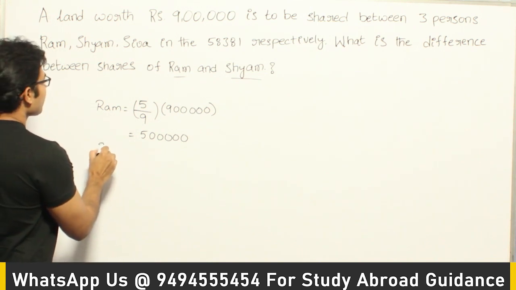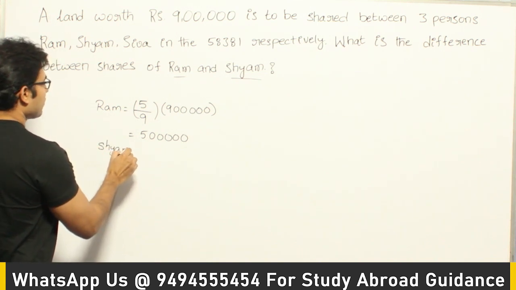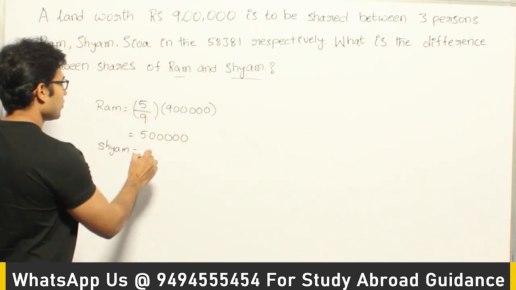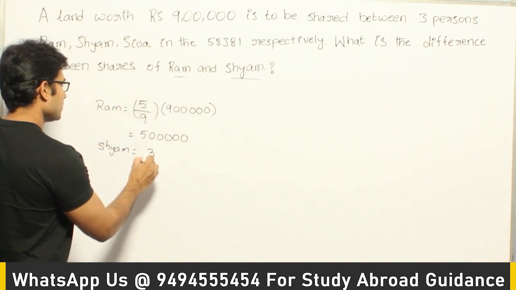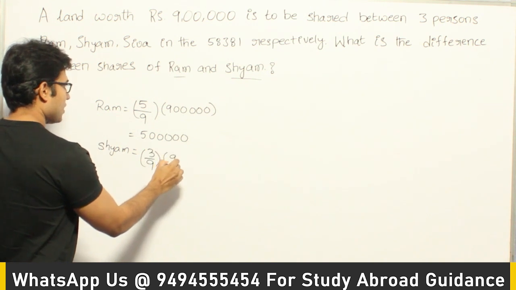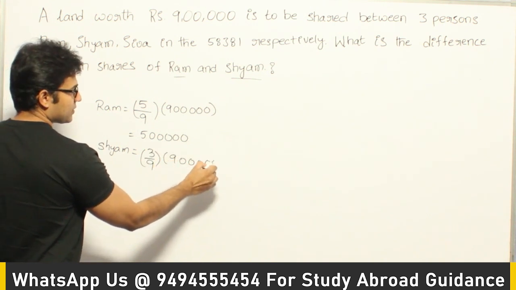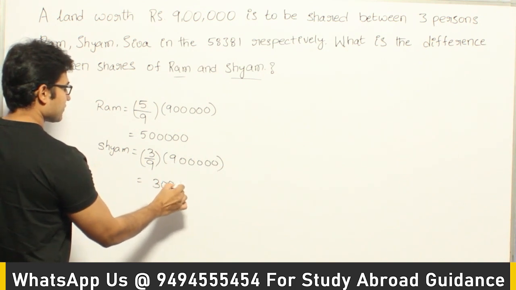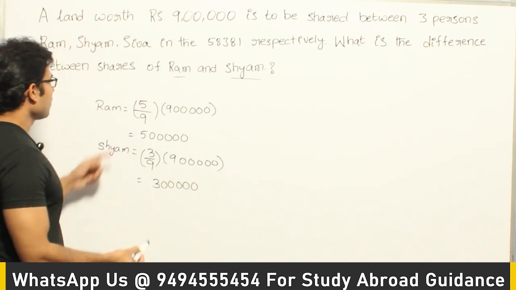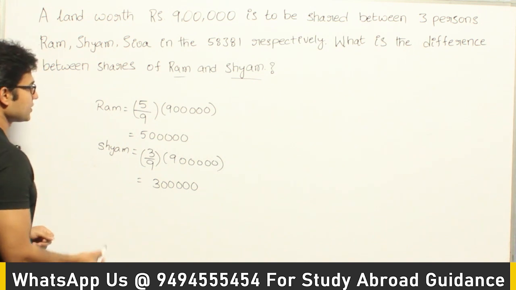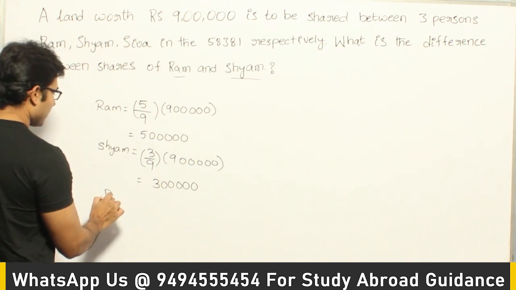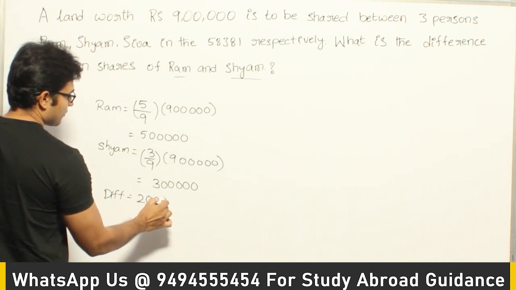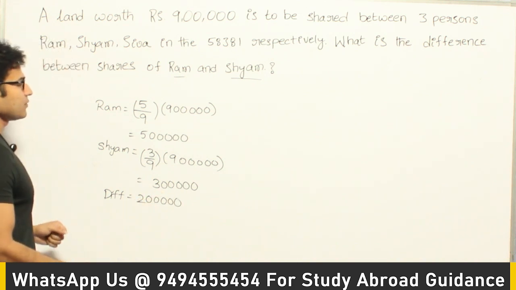What about Shyam? Now Shyam is going to get 3 parts, isn't it? Therefore 3 out of 9 parts will be received by Shyam, and the total amount is 9 lakhs, so Shyam is going to get 3 lakhs, right? Now what is the difference? The difference between the shares is going to be 2 lakhs, okay? So the difference is 2 lakhs. Okay, this is one way of solving it.